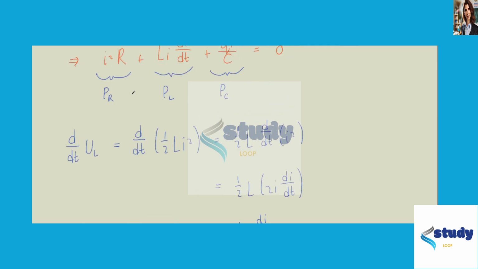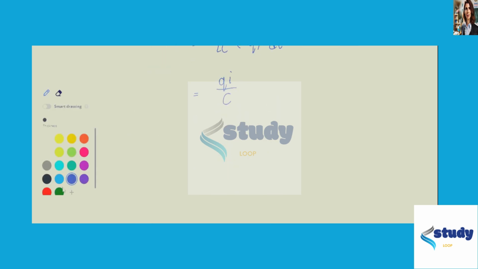So what we can see from this equation is that PR plus PL plus PC is actually equal to 0. And this equation says that the net change of energy in the circuit is 0, or the net rate of change of energy in the circuit is 0, and that at any given time, one of either PC or PL is negative. So if the current and UL are increasing, then the charge on the capacitor and UC are decreasing, and vice versa.